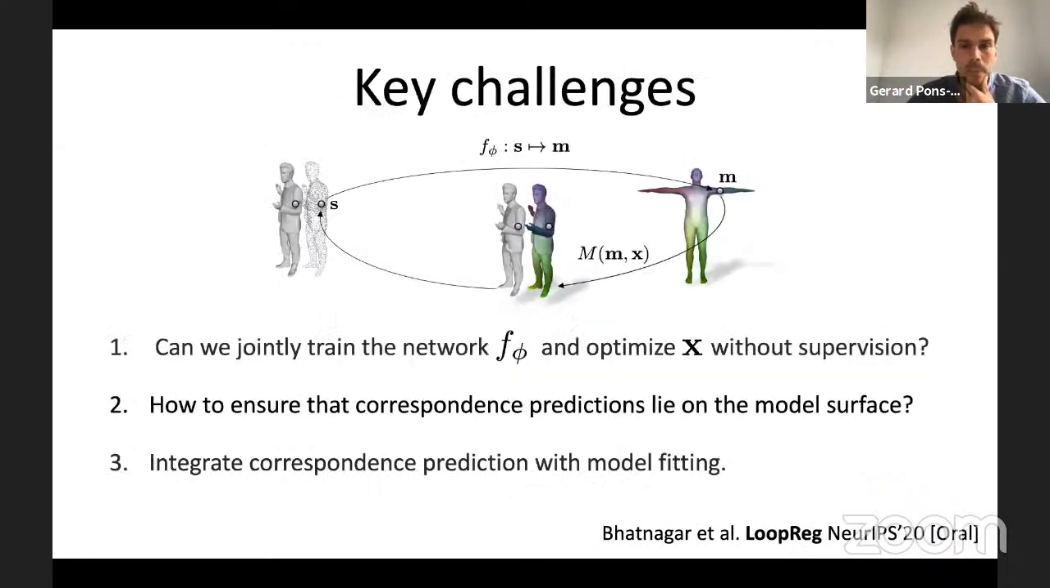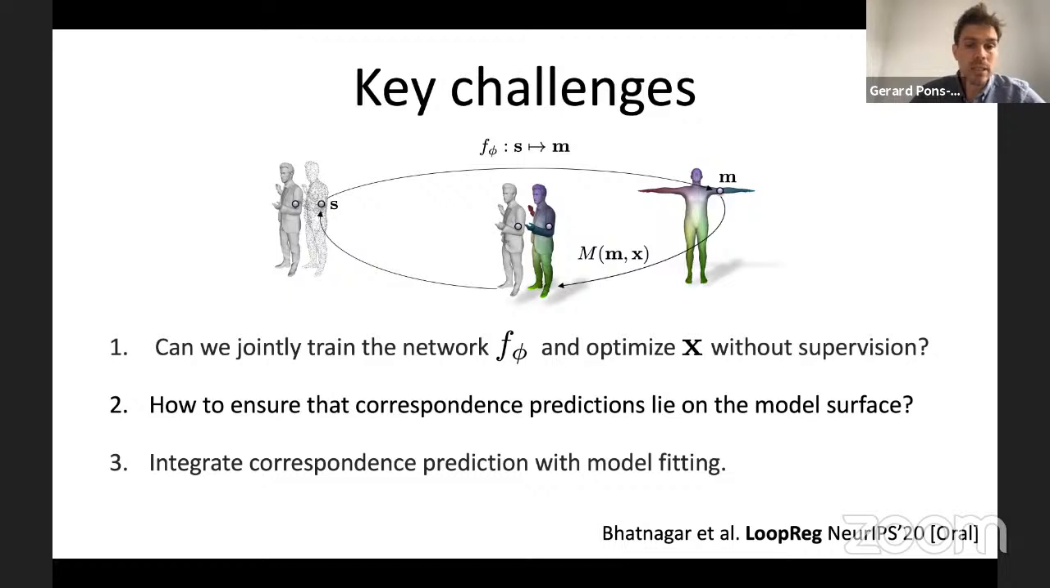Again, the key challenges here are how can we train the network f of phi and optimize the model parameters? The model parameters are denoted as X here. This might be the pose, the shape, the clothing, whatever you have, right? And how do you ensure that the correspondence predictions lie on the model surface? Because f of phi might produce points that lie off the surface, outside of the surface. So how do you put these hard constraints in the learning framework? Not so easy to do.